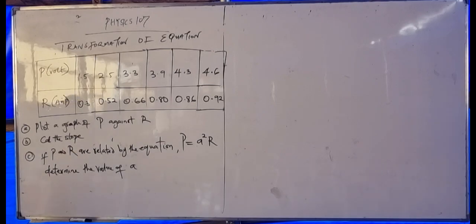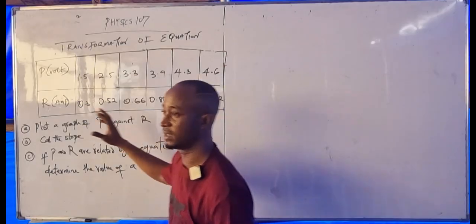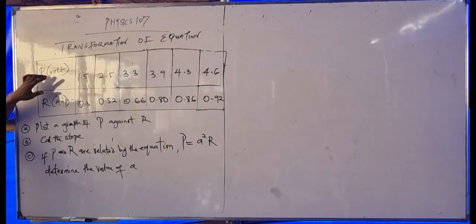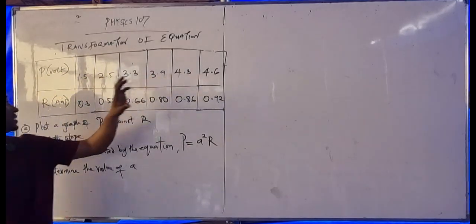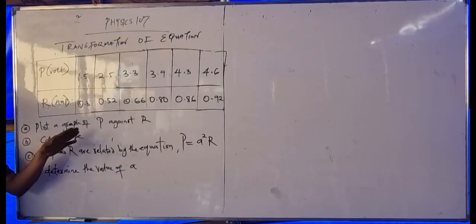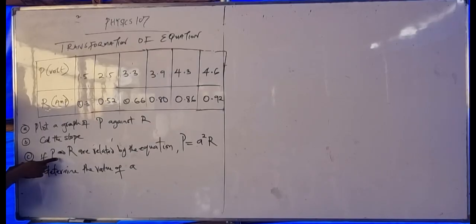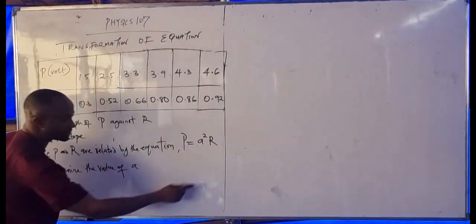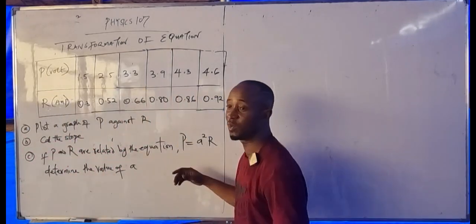This is the first question. This is very simple. Look at this experiment. Pay attention. We are given a table of values: P in volts, R in amperes. These are the voltages, and these are the corresponding currents. Then we have to plot the graph of P against R. Then I say find the slope. Then I say if P and R are related by the equation P equals A squared R. That makes the work easy for us.